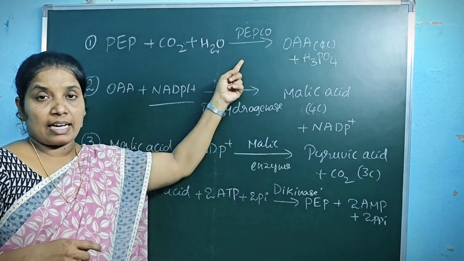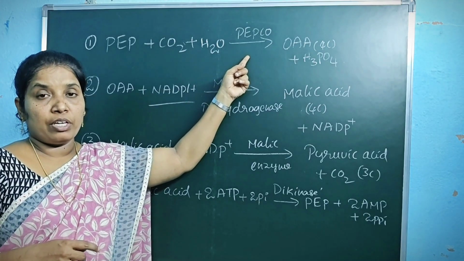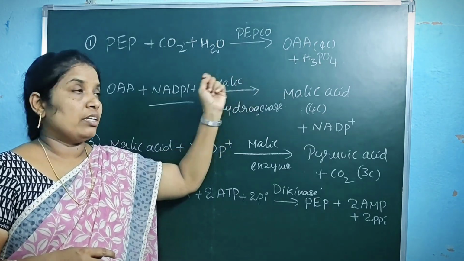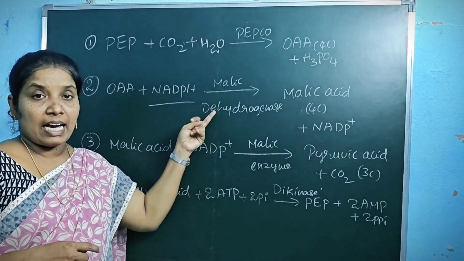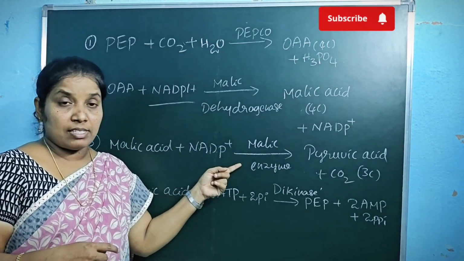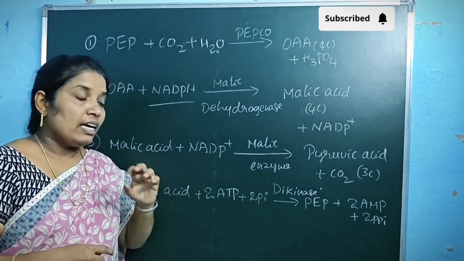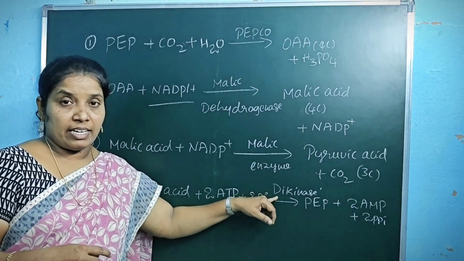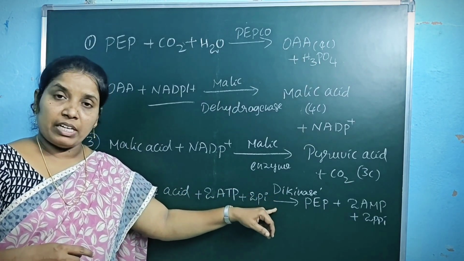In the first reaction, phosphoenol pyruvic acid carboxylase catalyzes the reaction. In the second step, malic dehydrogenase catalyzes the reaction. In the third step, malic enzyme catalyzes the reaction. In the fourth step, pyruvic acid dikinase catalyzes the reaction.